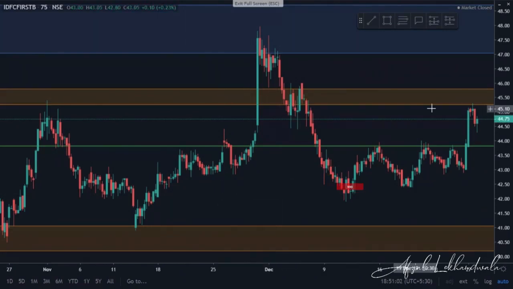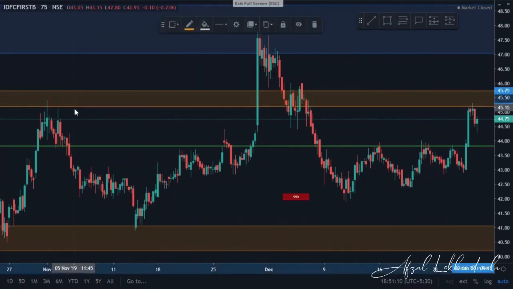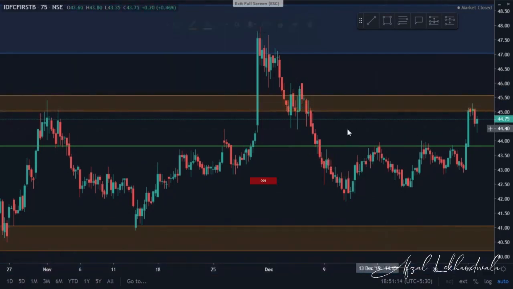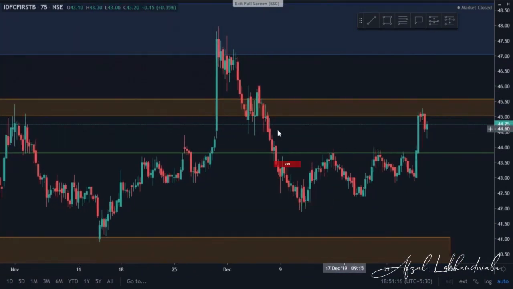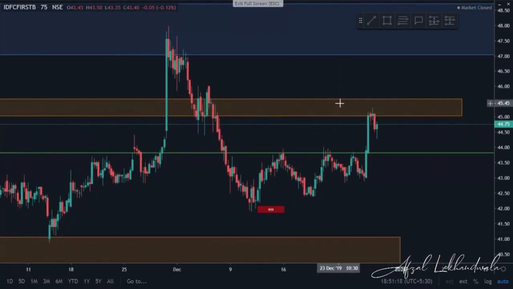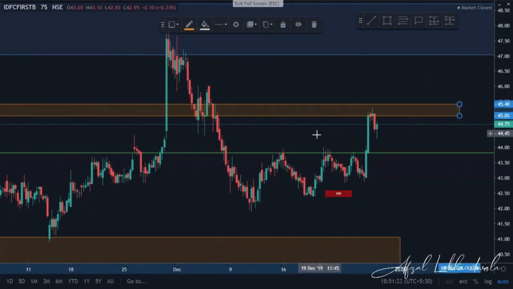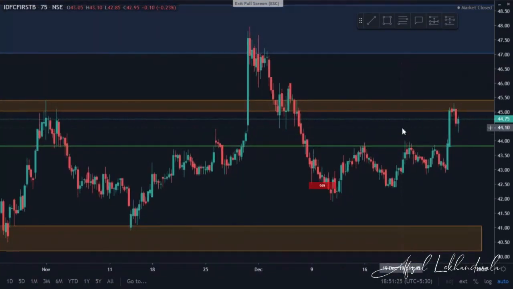Let us see. Yes, we can lower this area a little bit so that these wicks stick out like this. We can also make this a little thinner, not an issue, like this. So we made this chart a little clean.